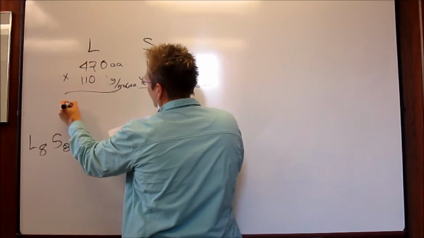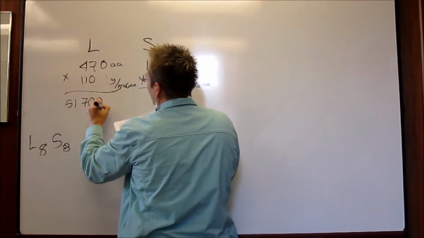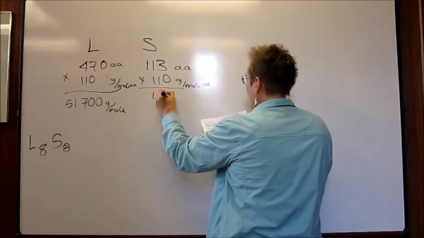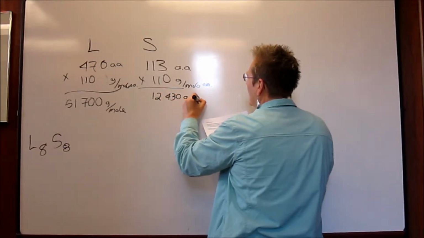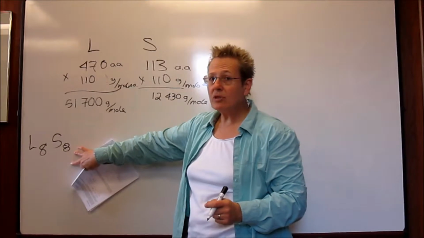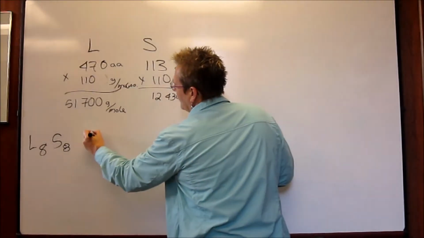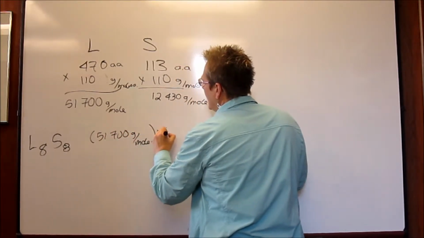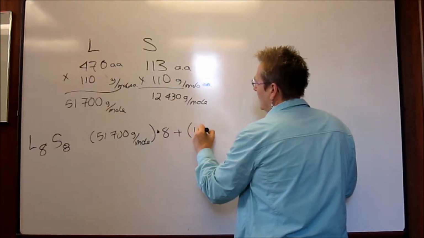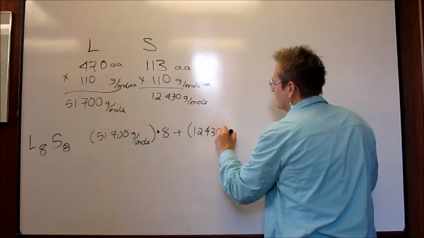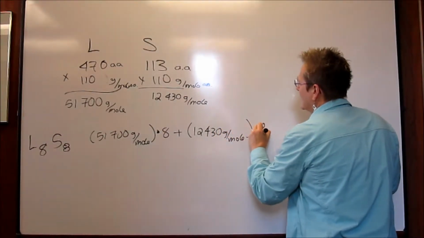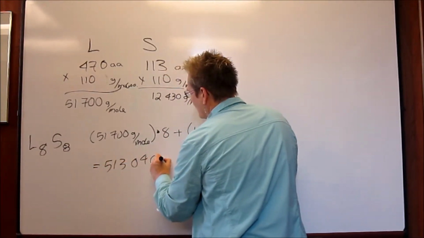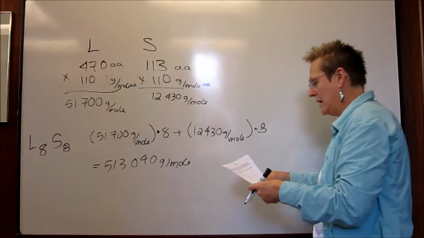So what we end up with is the large subunit having a molecular weight of 51,700 grams per mole, and the small subunit having a molecular weight of 12,430 grams per mole. Knowing the stoichiometry of the oligomer, I take the 51,700 grams per mole times 8 plus the molecular weight of the small subunit times 8 to get the overall molecular weight, which is 513,040 grams per mole. That's big. So that's the first part of the question.